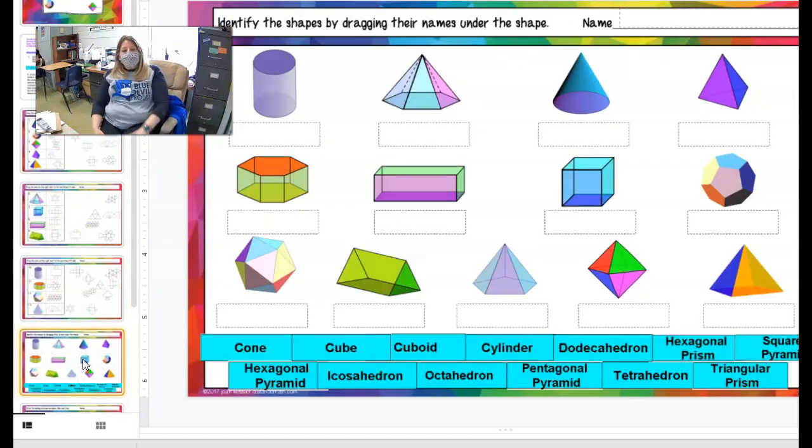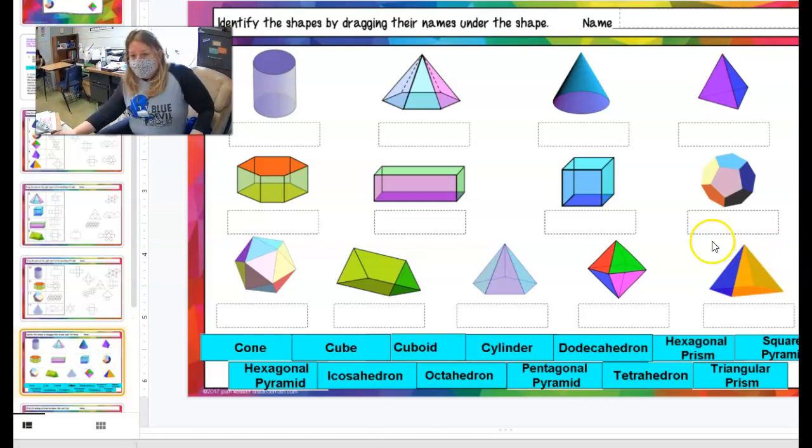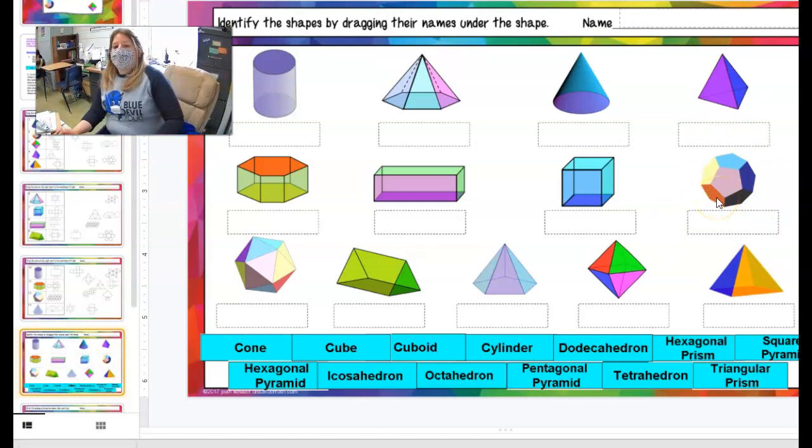Okay. We're going to identify the shapes by their names. Remember, prisms come to one single, no, sorry, I said that wrong. Pyramids come to one single point. Prisms are like a box, meaning they have a flat top and a flat bottom. And then these other shapes, like the soccer ball looking one, are called polyhedrons because they're made up of polygons.